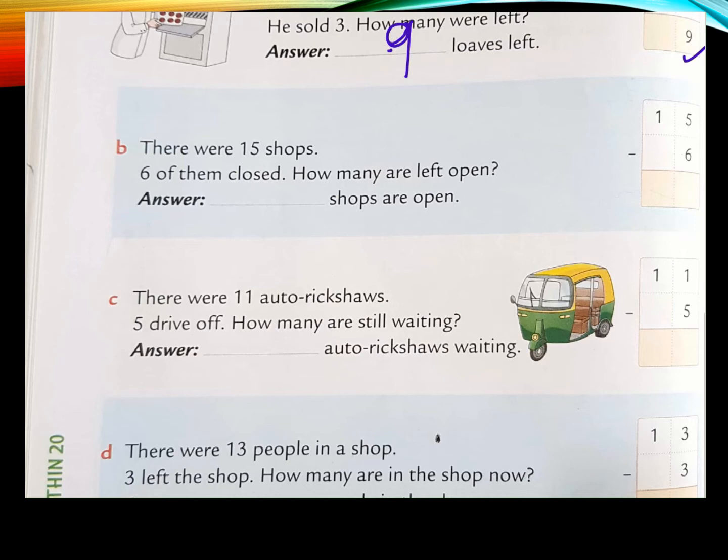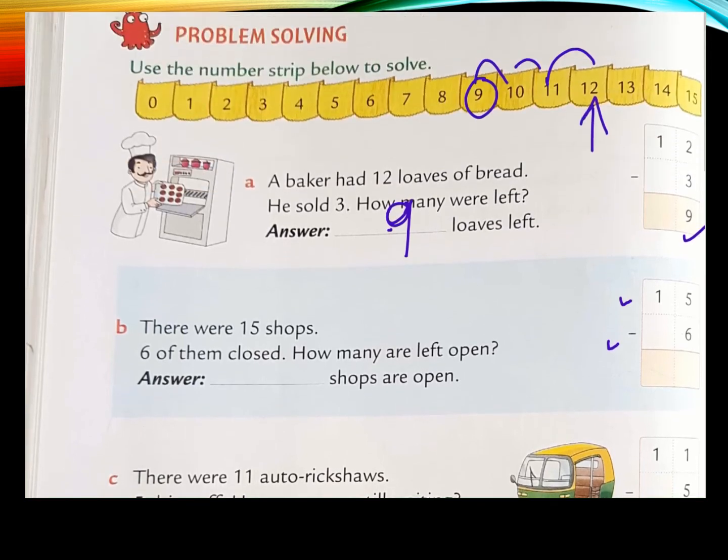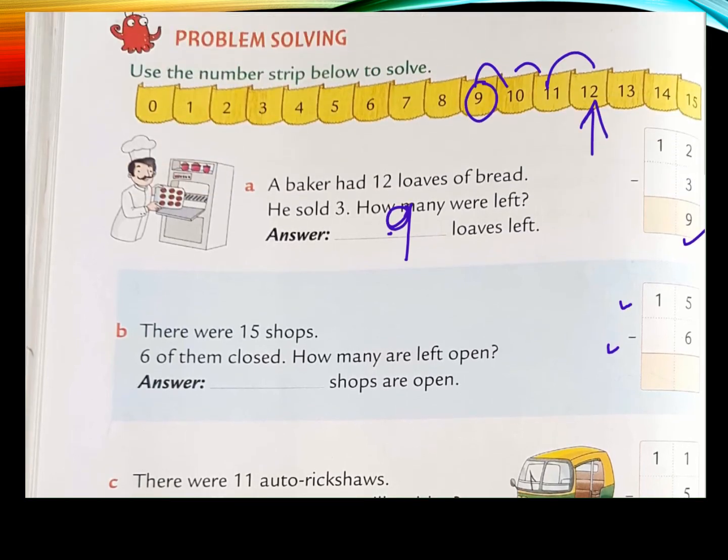B. There were 15 shops. 6 of them closed. How many are left open? So there were 15 and 6 are closed. Keep your finger on 15 and count 6. 1, 2, 3, 4, 5, 6. That will be 9. 9 shops are open.